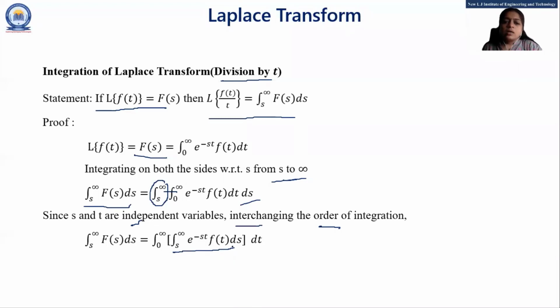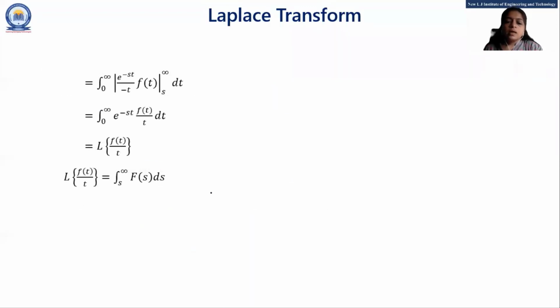Okay, so what is the answer of this bracket, or what is the integration of s to infinity e raised to minus st f of t ds? We do the integration with respect to s. That's why the integration is e raised to minus st upon minus t into f of t, where the limits are s to infinity, and the integration 0 to infinity with dt, keep it the same.